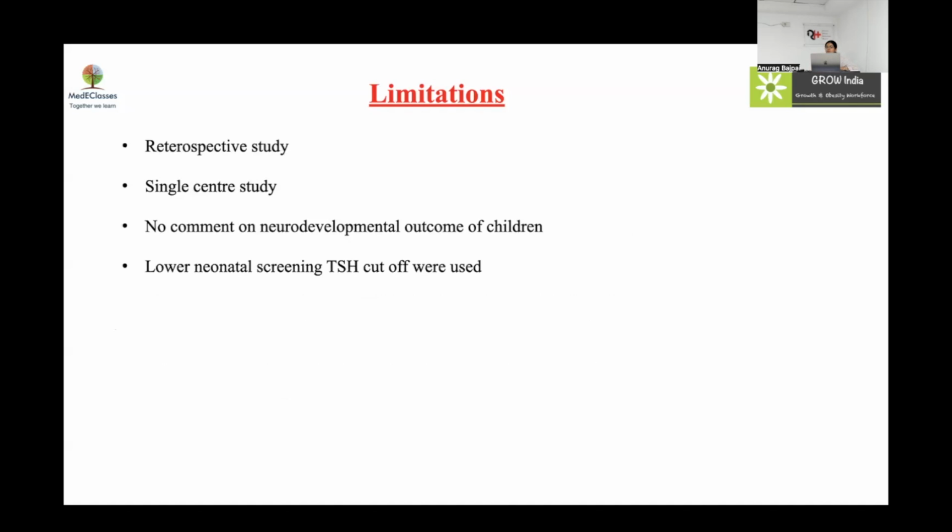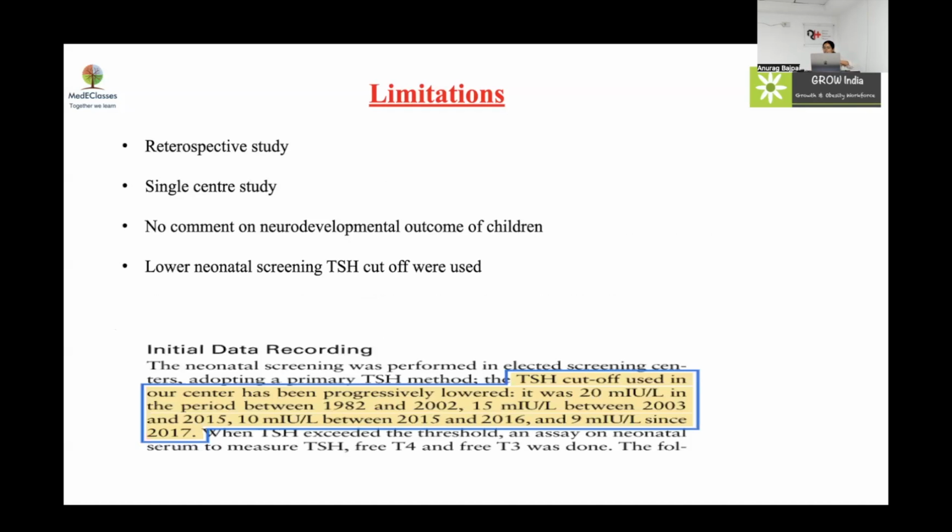The limitation was that it was a retrospective, single center study. No comment on growth and neurodevelopmental outcome of children was made. They took a lower neonatal screening TSH cutoff. The cutoff was progressively decreased as the years progressed. During the period of 1982 to 2002, 20 was the cutoff of TSH. And between 2003 to 2015, they took 15 as the cutoff, and 15 to 16 as 10, and beyond 16 as 9. So do you think this caused more transient cases?